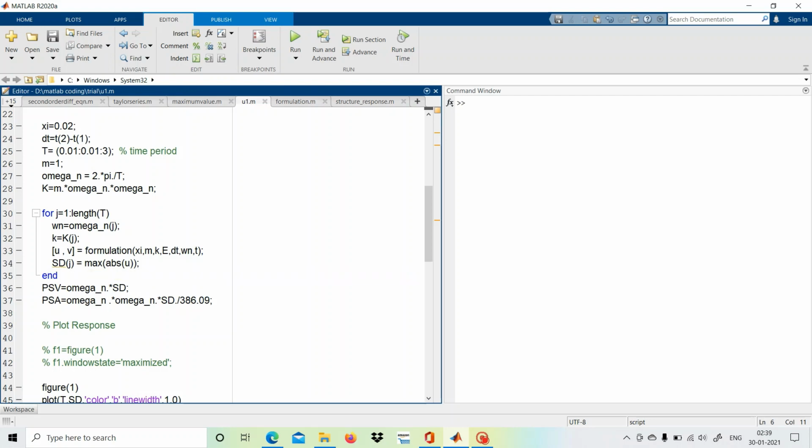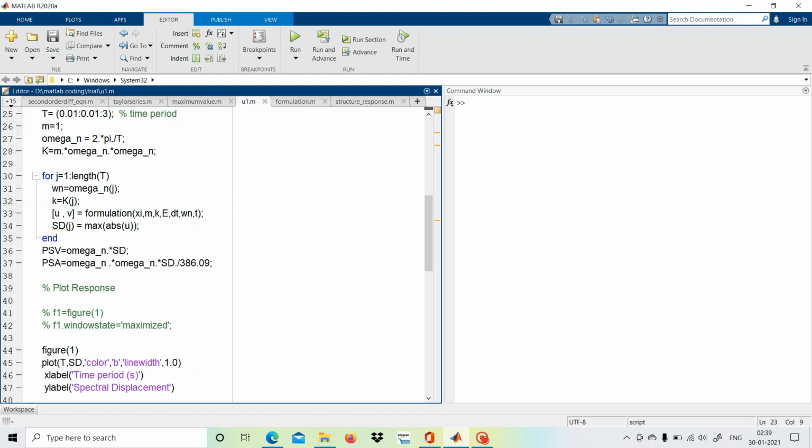So this maximum displacement is nothing but a plot of the maximum displacement versus time period. With respect to time period we are plotting. And a constant xi, that was 0.02, means 2% damping. So it would give the maximum response spectra or displacement response spectra.